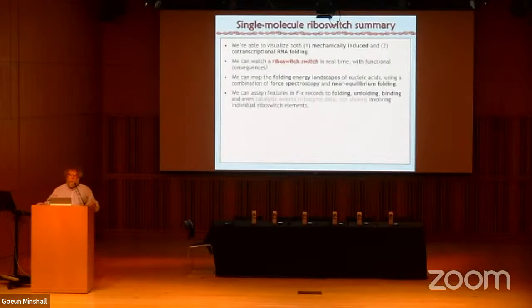And I didn't have time to talk to you about it today, but there are some riboswitches which are actually ribozymes. They're actually able to do catalysis, and we can actually see those catalytic events, and we can fold and unfold them in such a way they become competent or incompetent to carry out these enzymatic reactions, which we can then study at the single molecule level.